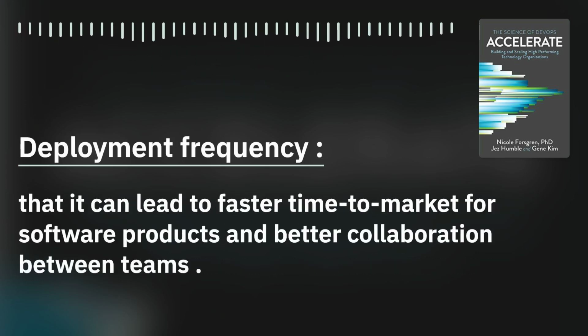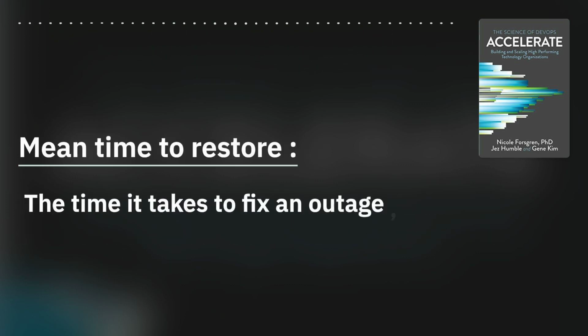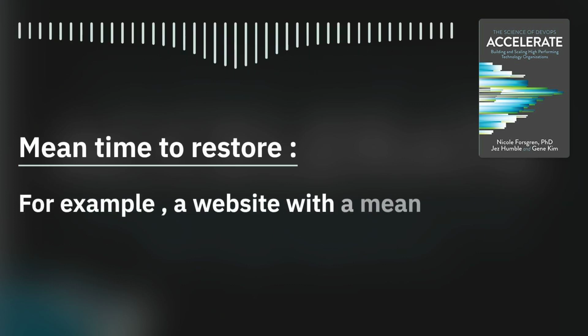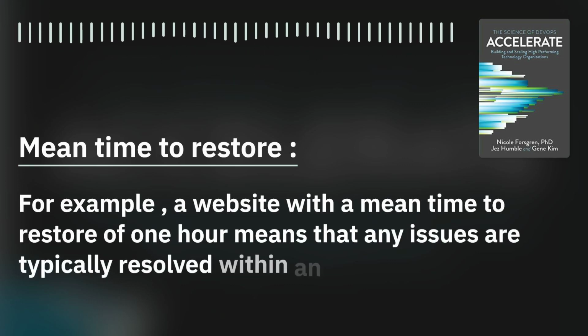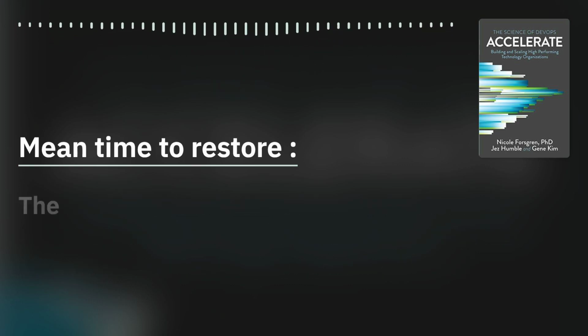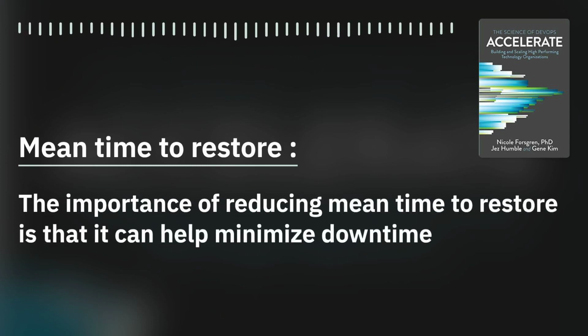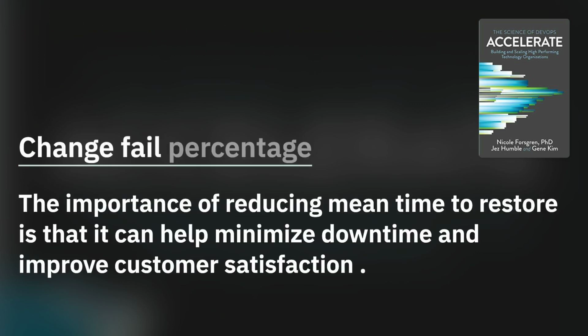Mean time to restore: the time it takes to fix an outage, bug, or service break. For example, a website with a mean time to restore of 1 hour means that any issues are typically resolved within an hour of being reported. The importance of reducing mean time to restore is that it can help minimize downtime and improve customer satisfaction.